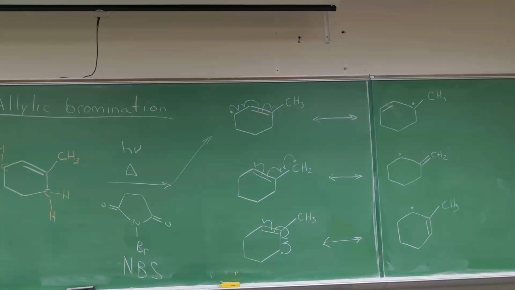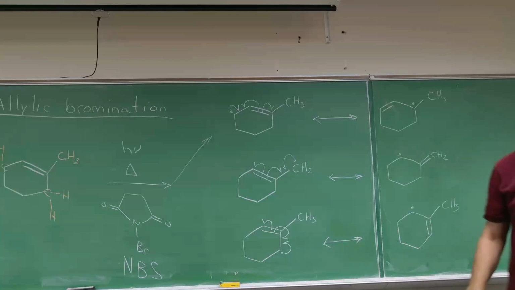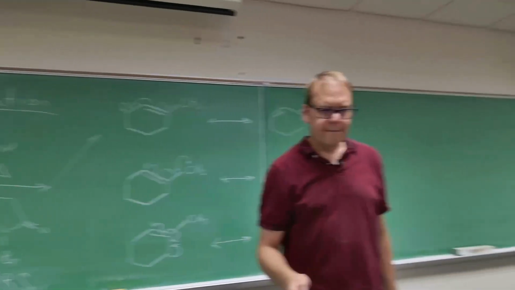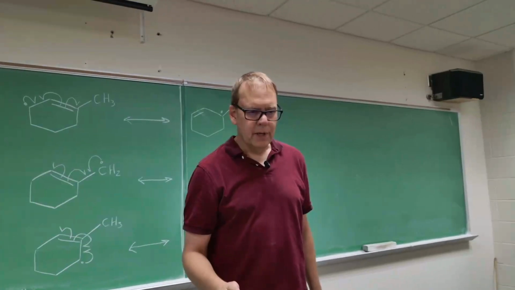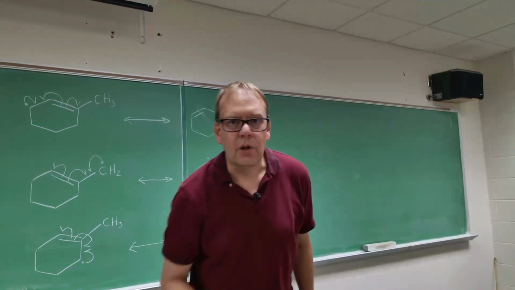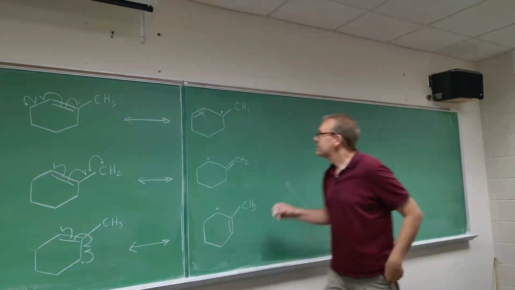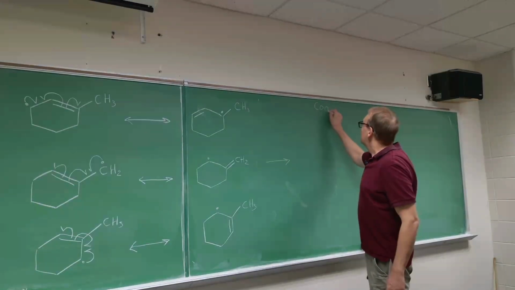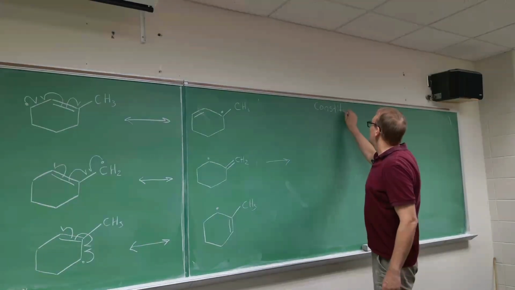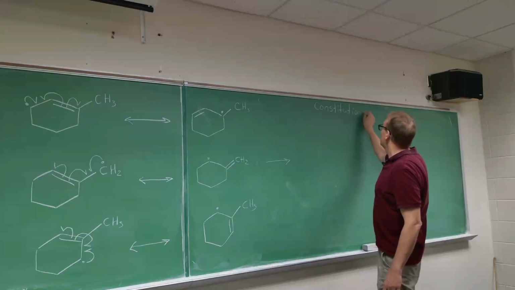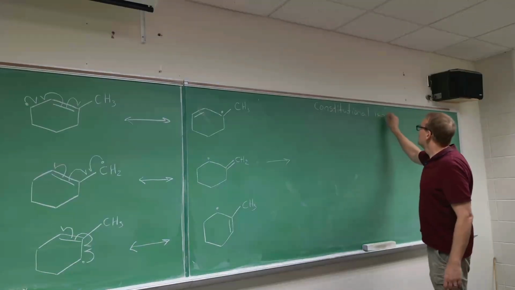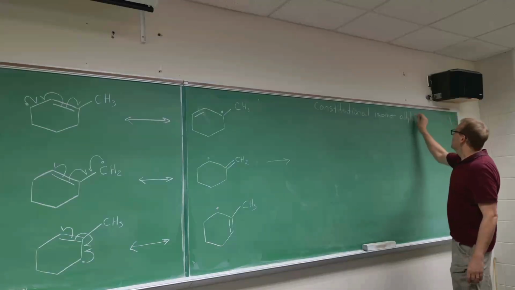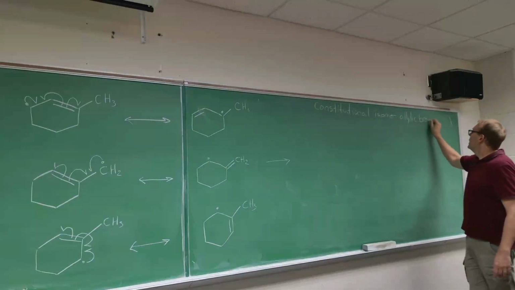And in order to talk about that in words, the way you would see this worded would be something like, draw the constitutional isomer allylic bromide products that would come out of this.